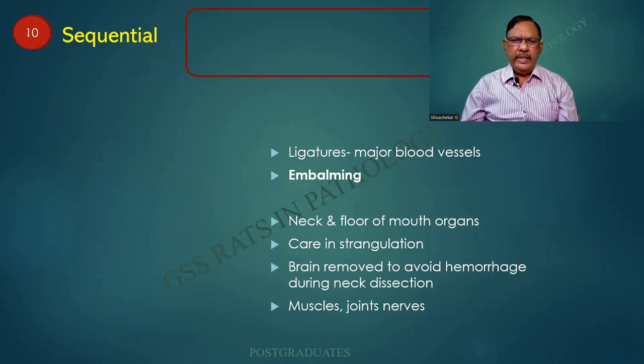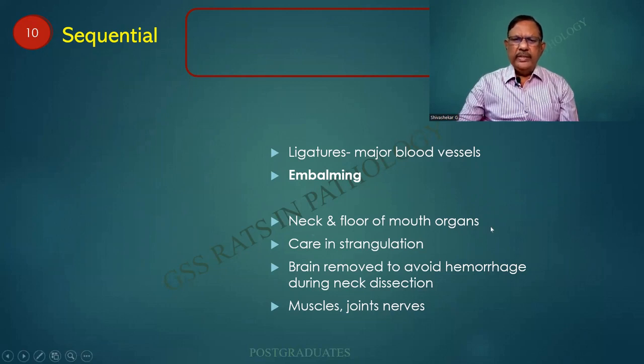There are some sequential activities that are going on. After opening up, there is a ligature of the major blood vessels. This is for two reasons. One, to prevent the outpouring of blood, and two, to facilitate embalming. After the blood is evacuated to some extent, the formalin or the buffered formalin is injected so that it perfuses into the various parts of the body, preserving it until the autopsy.